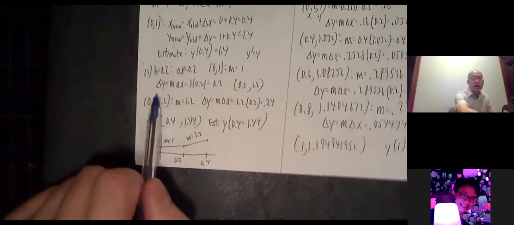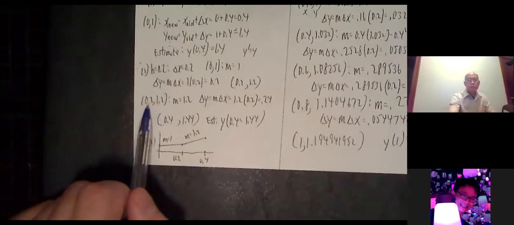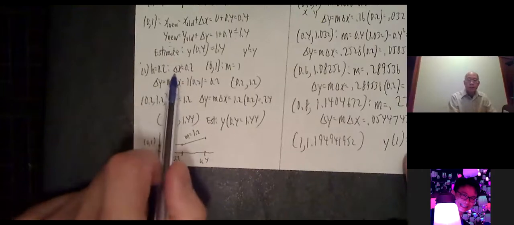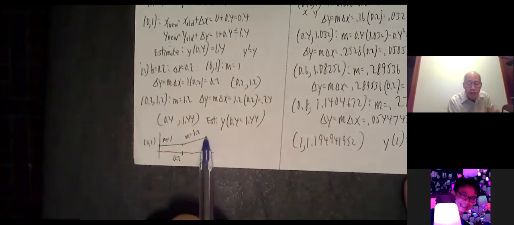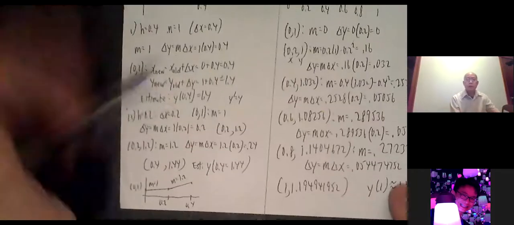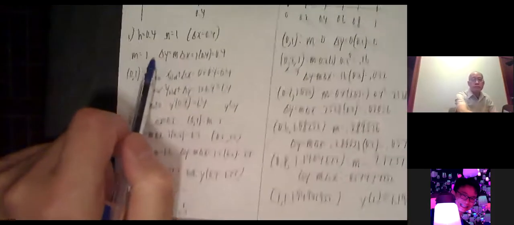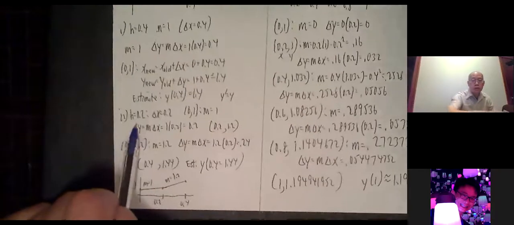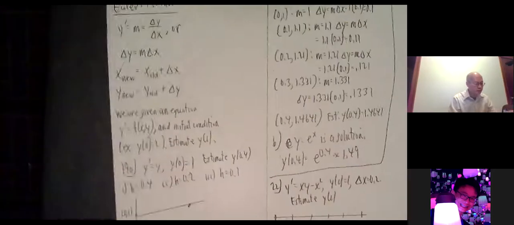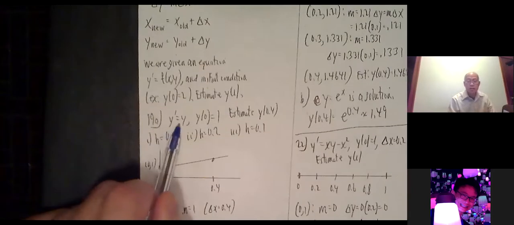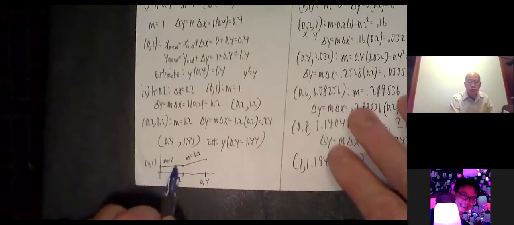Okay, part 2. H is 0.2. That means delta x is 0.2. So now the picture is like this. I go from 0 to 0.2. I stop, I get a new slope, and then I go another direction. All right, so it starts off the same. I plug in 0, 1 to the differential equation. Plug in 1, the slope is 1. So it starts off exactly the same with a slope of 1.